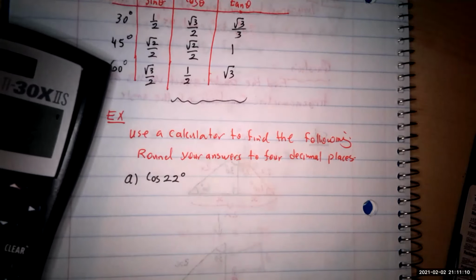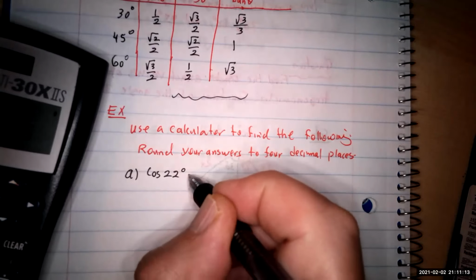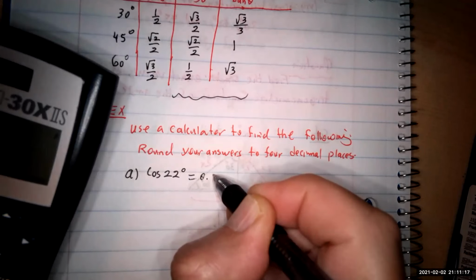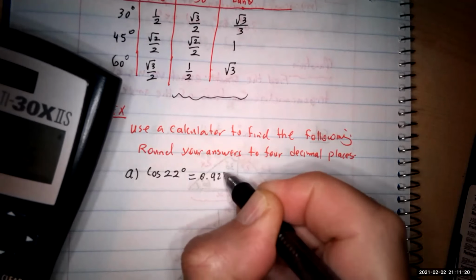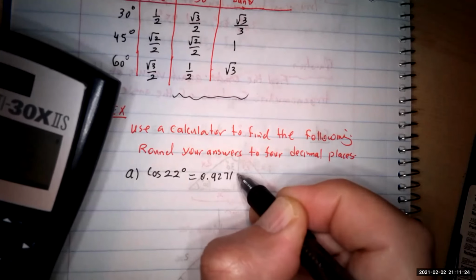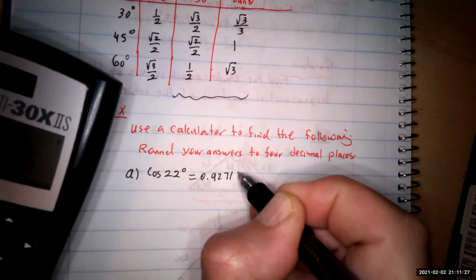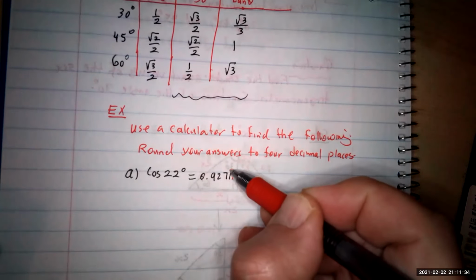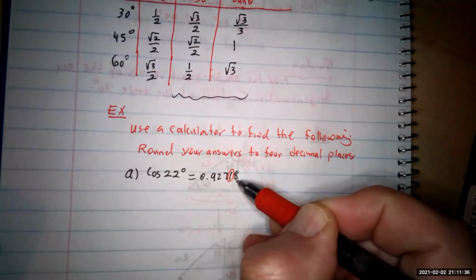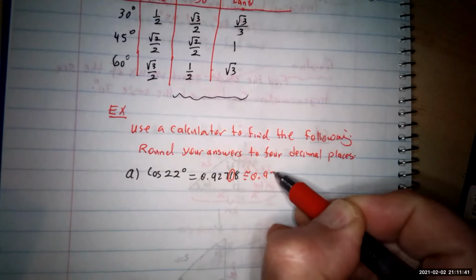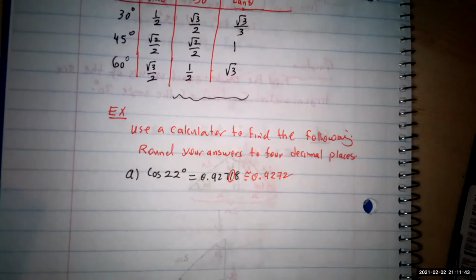0.9271. Since they asked for 4 decimal places, I go with the 5 first, then I round it. The 4th place is followed by the number 8, which is bigger than 5, so I round it up to 0.9272. This is going to be the final answer.